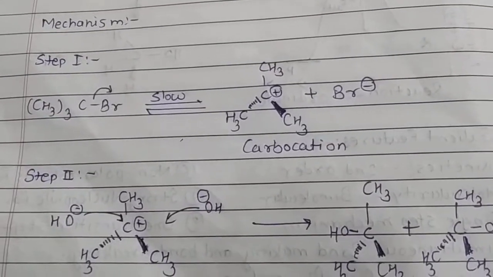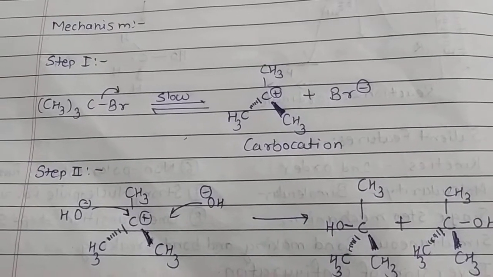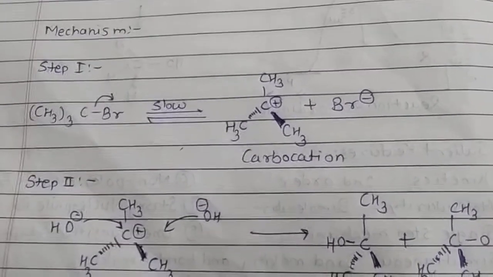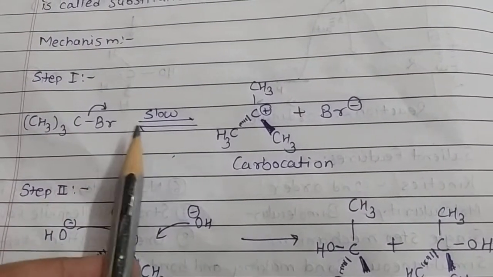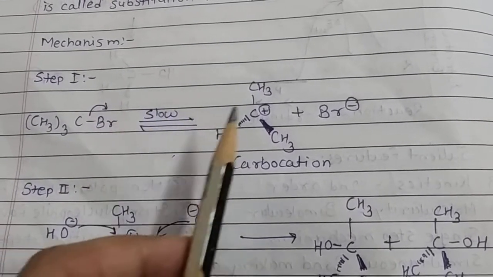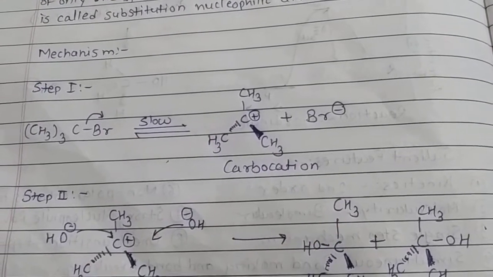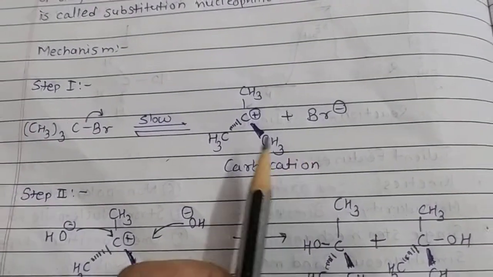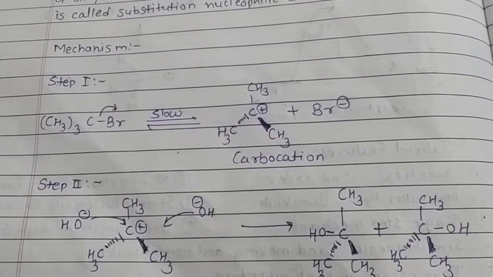We know that SN2 is a one-step mechanism and SN1 is a two-step mechanism. The first step is formation of a carbocation. This step is slow. The Br goes out and a carbocation is formed here. So formation of the carbocation is the first step. Carbon makes 4 bonds, but here it is making only 3, therefore it carries a positive charge.